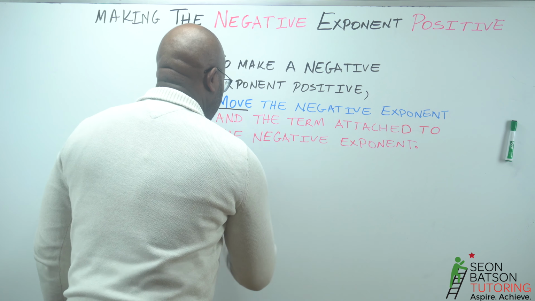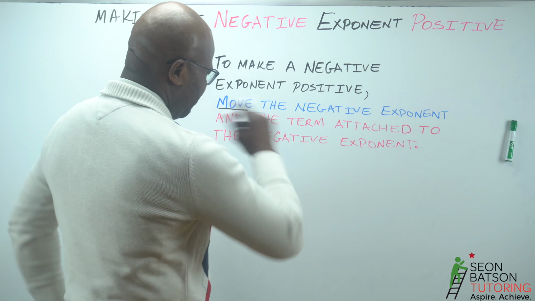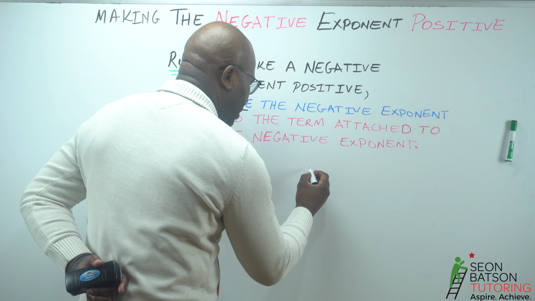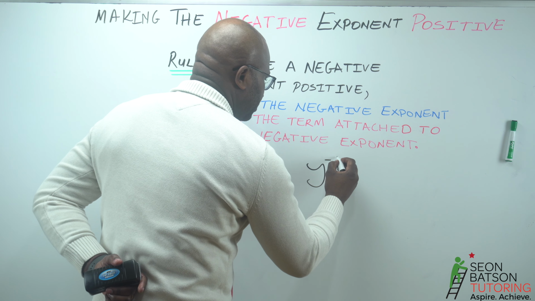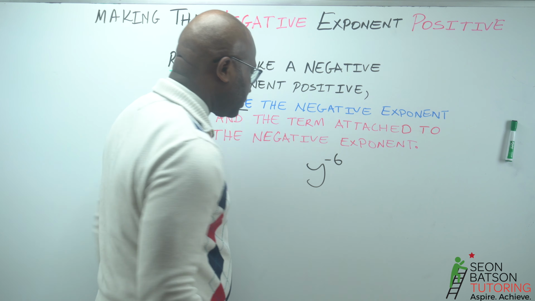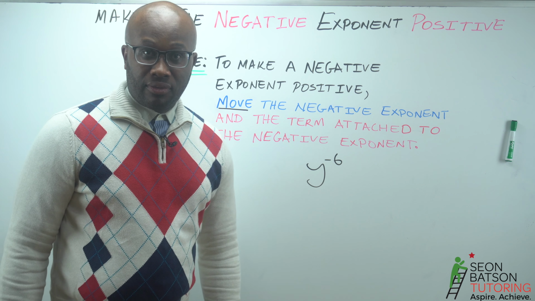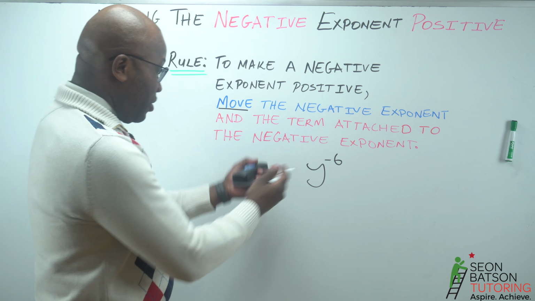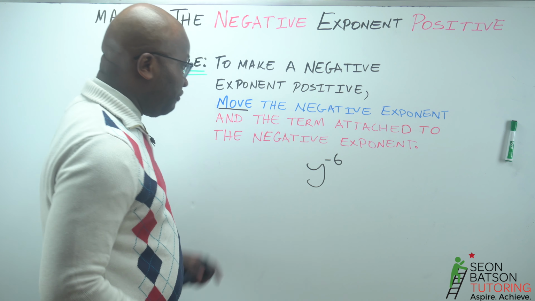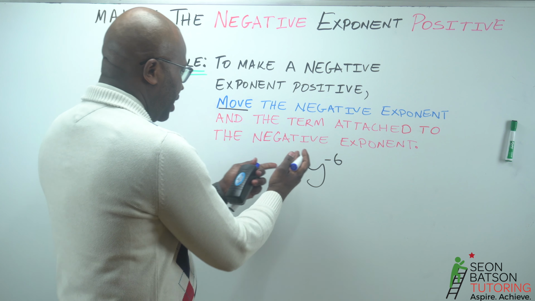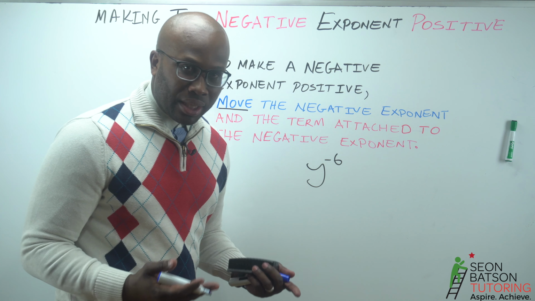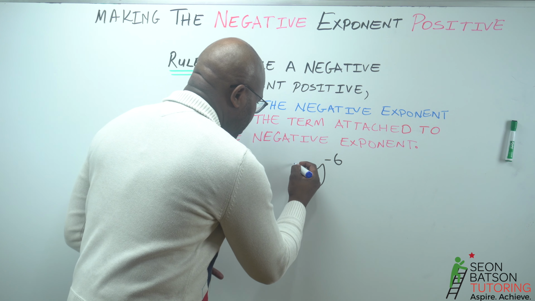Now, let's try one that's very interesting. Let's say we have y to the negative 6. We want to make this positive. Yes? How can we make the 6 positive? Well, first things first. We all know that whenever the variable is by itself without a coefficient, the coefficient is always 1.